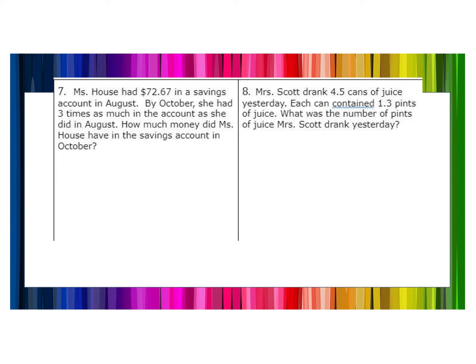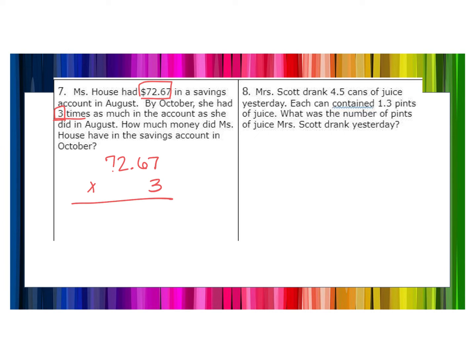Number 7, Mrs. House had $72.67 in savings account in August. By October, she had 3 times as much in the account as she did in August. How much money did Mrs. House have in the savings account in October? So 72.67 times, oops, my marker's messing up, times 3.